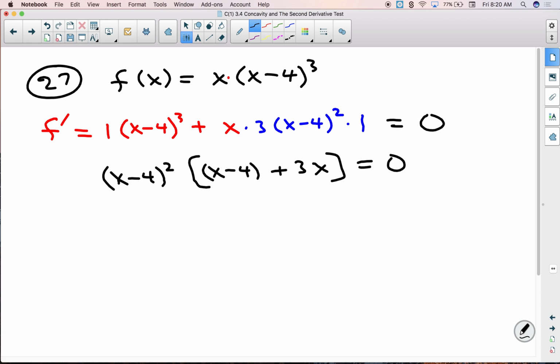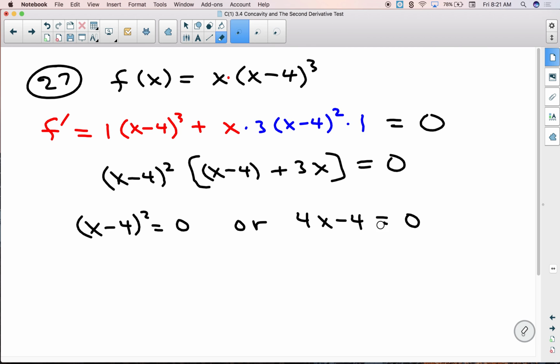And then we invoke the zero product property, right? So we set each of these factors equal to 0. So either x minus 4 squared is 0, or let's simplify this. What is this? 4x minus 4. Good. Okay. So what kind of solutions am I looking at here? X equals 4. Good. 4 or 1.